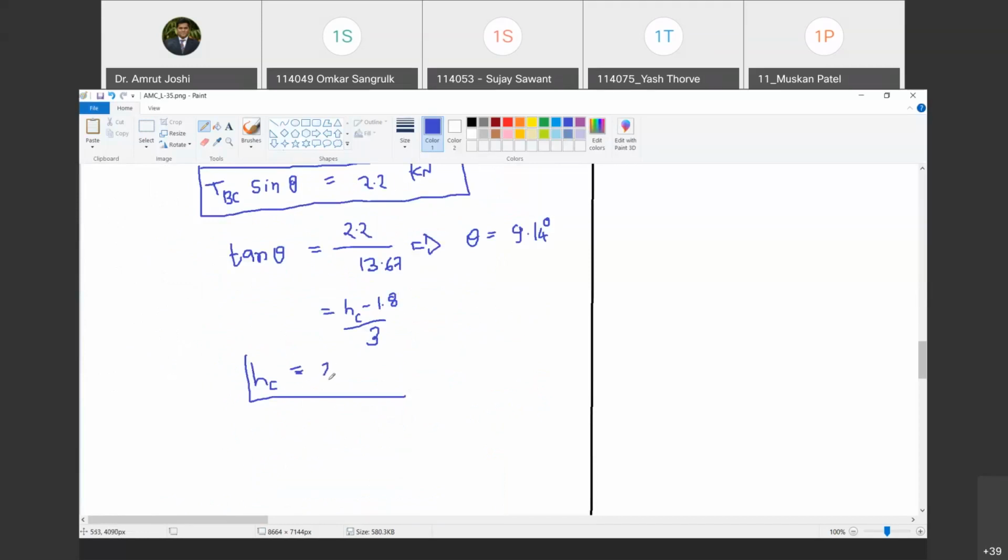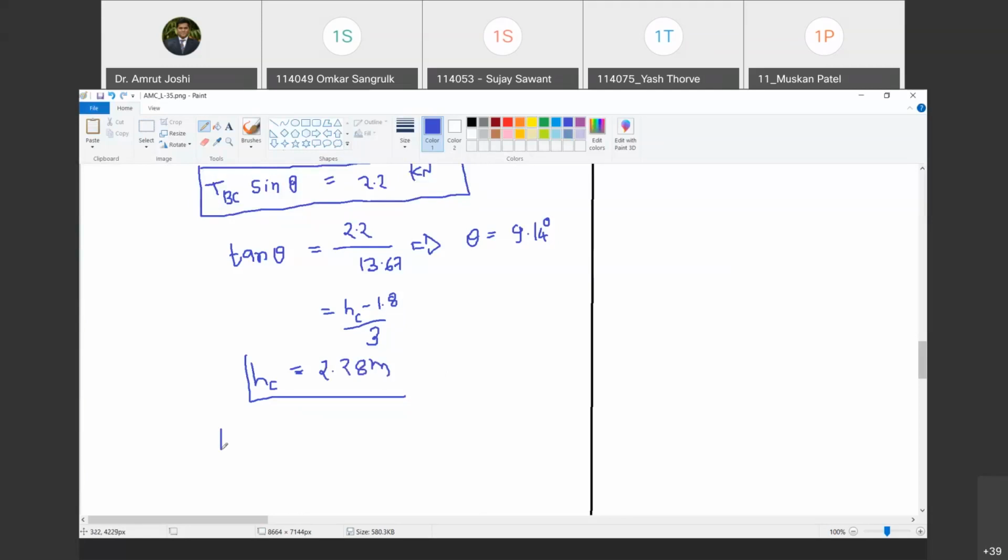No, something is wrong. How can it be 29.22? HC minus 1.8 by 3 is to be equated with 2.2 by 13.67 or tan of 9.14. How much is it coming? 2.28. So HC turns out to be 2.28 meter.